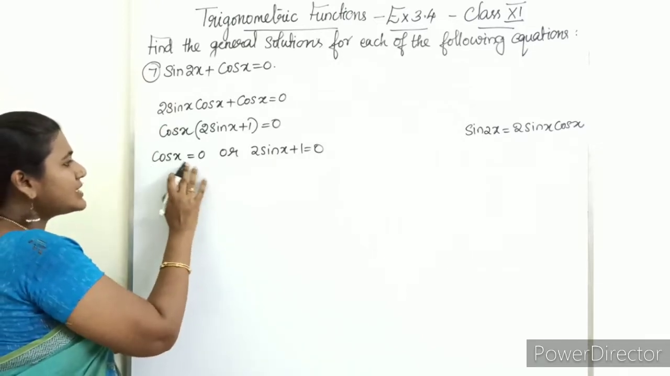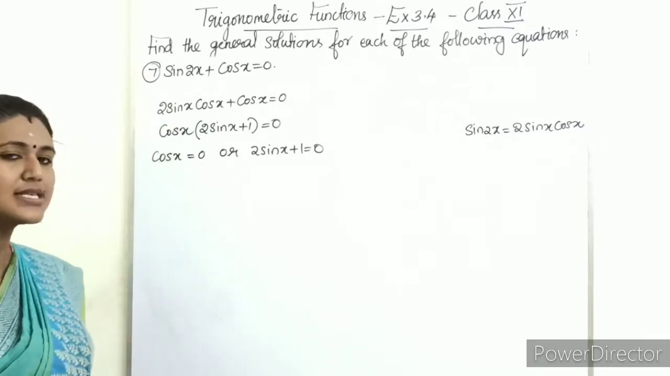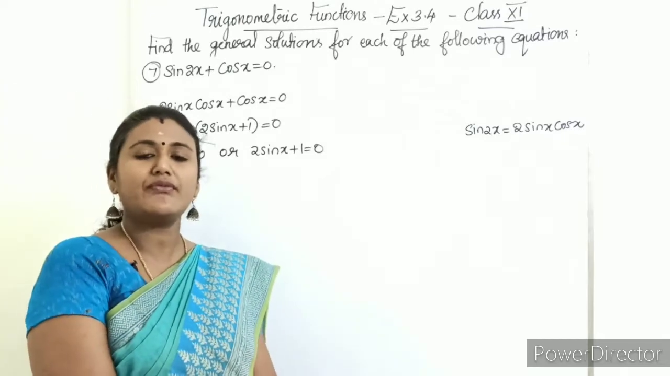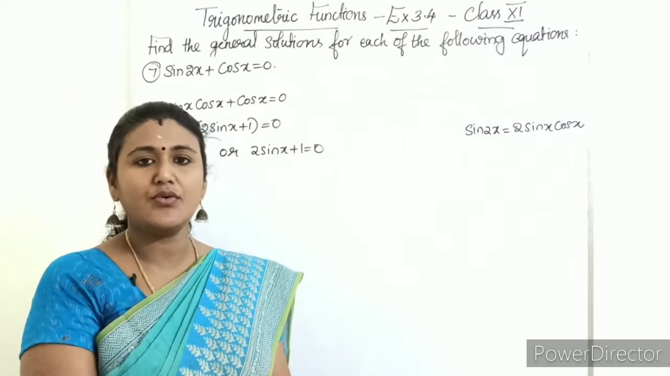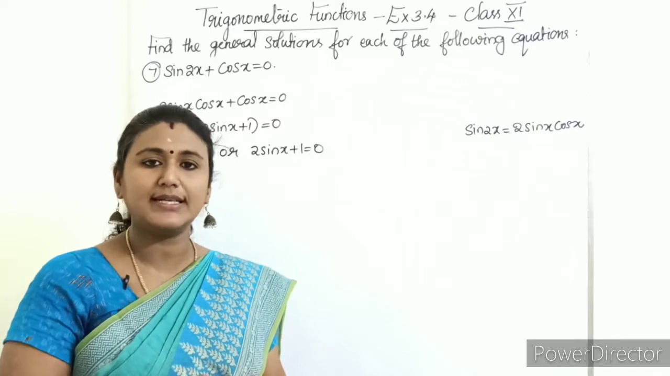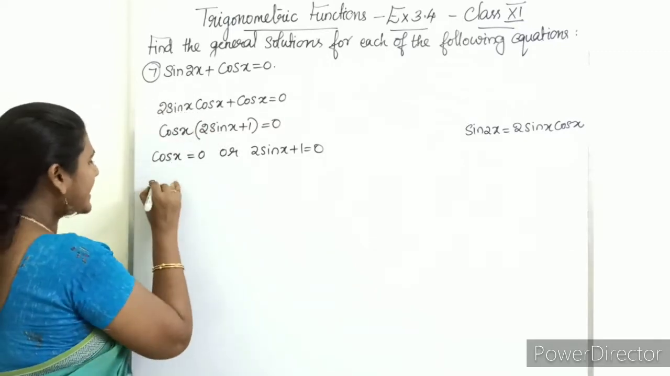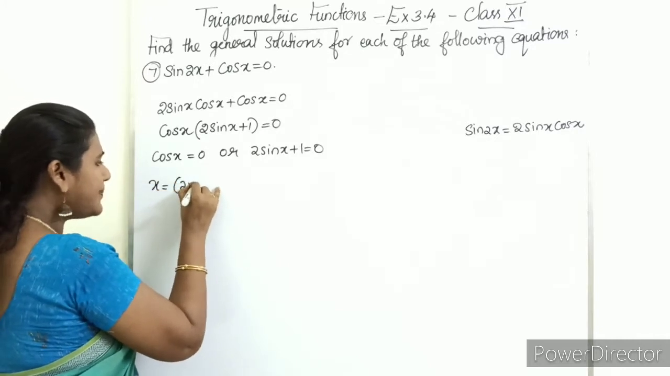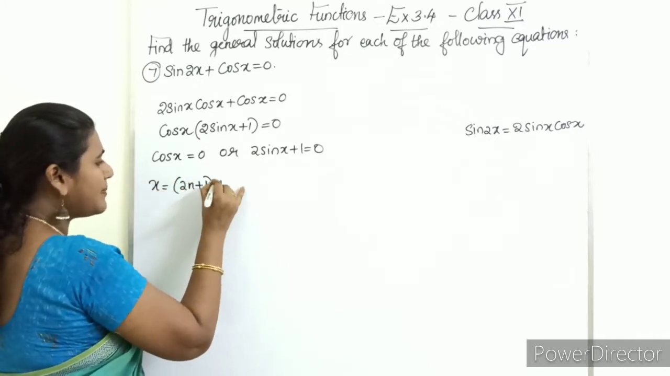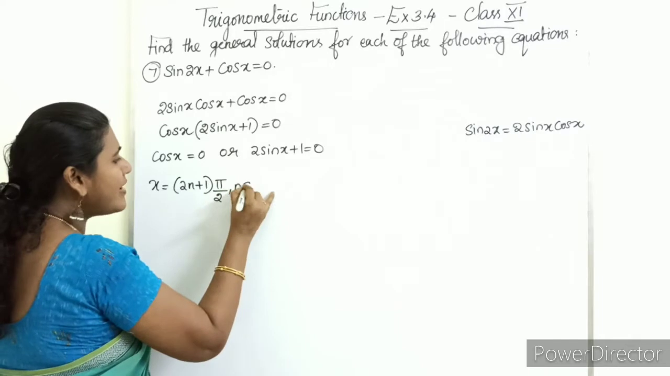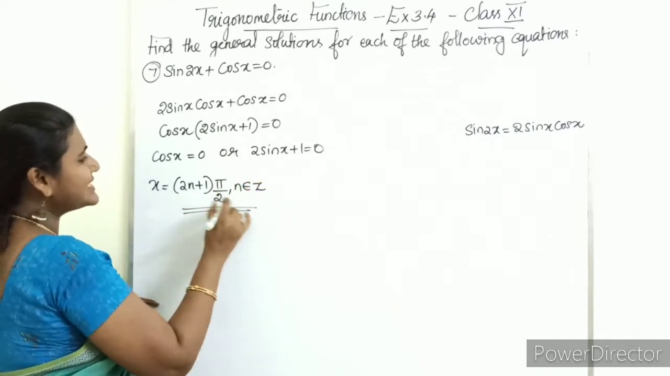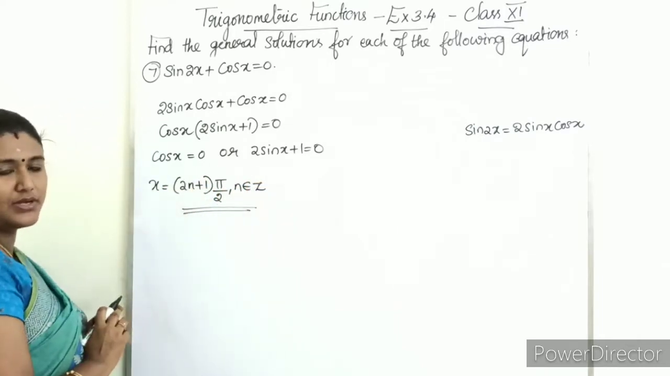So here you see the first equation is cos x is equal to 0. For which angle is the cos value 0? For the odd multiple of pi by 2, the cos value is 0. So we can write x is equal to odd multiple of pi by 2, that is (2n plus 1) into pi by 2, where n belongs to z. So this is the answer for the first equation.